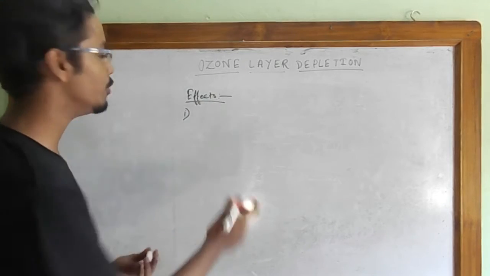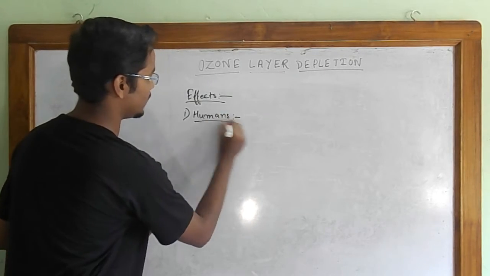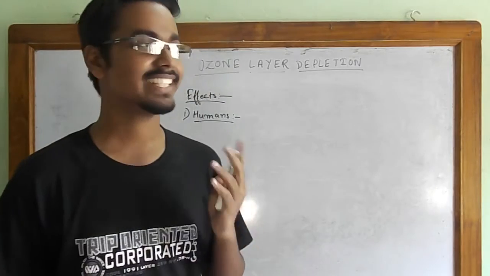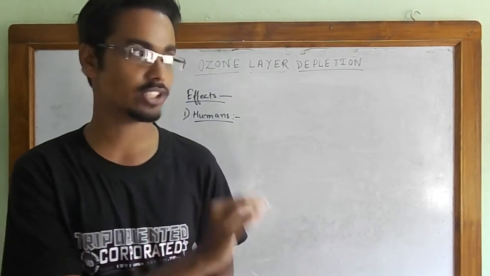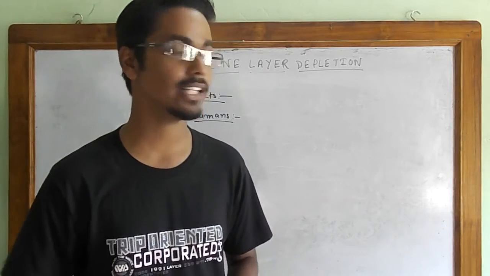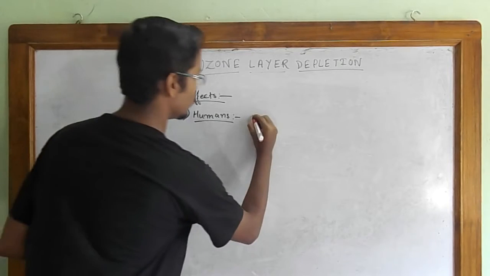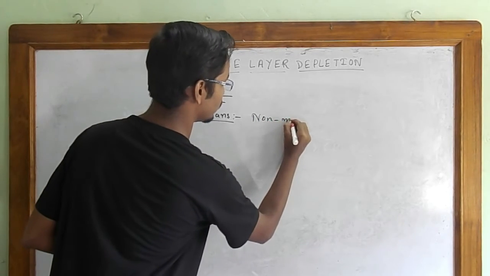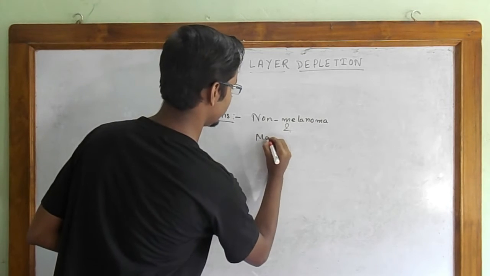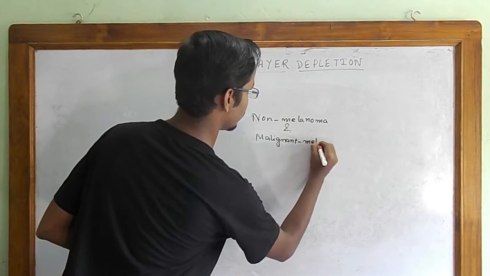First, let's see how humans are affected by this ozone layer depletion. In case of humans, skin cancer is a huge problem that is caused due to the ozone layer depletion. The non-melanoma cancer and the malignant melanoma cancer are caused by the ozone layer depletion.